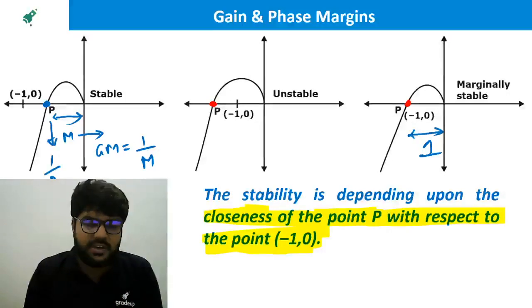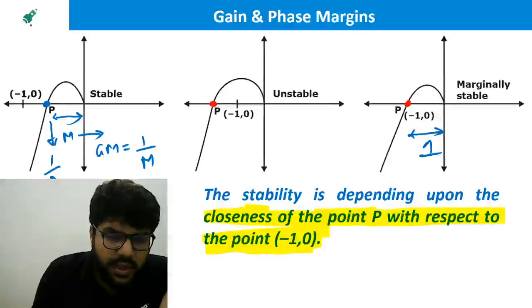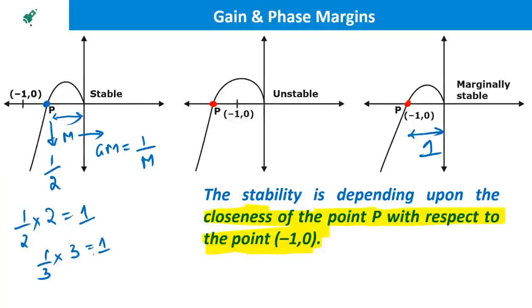Now, pay attention to one more point. Guys, this is also important to listen. Then we go towards the next concept. Pay attention. Now, suppose this magnitude is half. So what is the gain margin? It is 1 upon half, that is equal to 2. That is the factor by which the gain is multiplied, right?